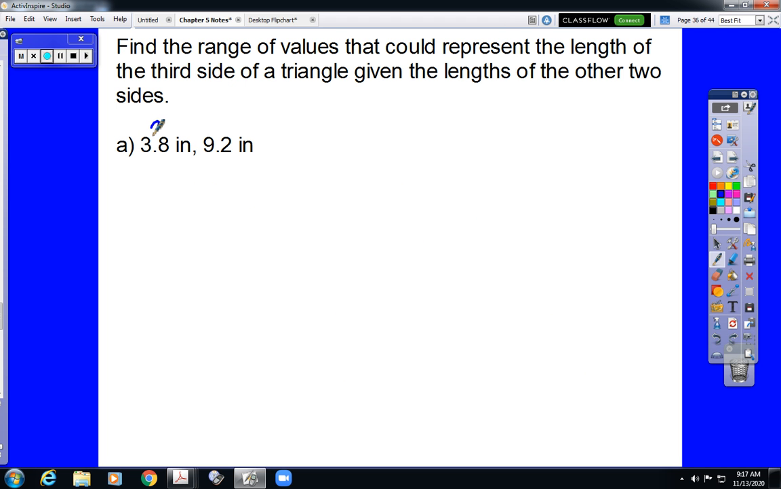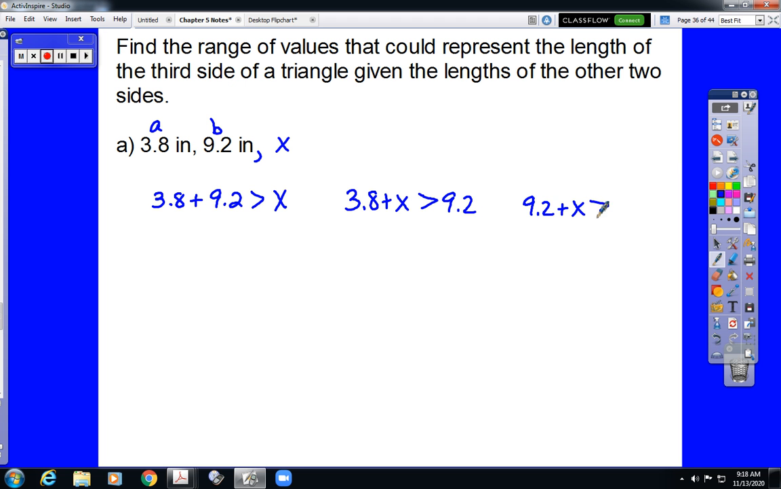So here's our final example. Again, we're going to insert an x for our third side length. So all three of our inequalities must be true. 3.8 plus 9.2 has to be greater than x. Why do I keep doing that? 3.8 plus x has to be greater than 9.2. And 9.2 plus x has to be greater than 3.8.